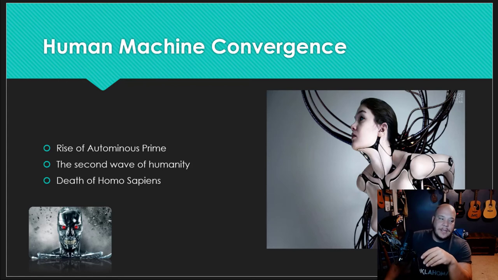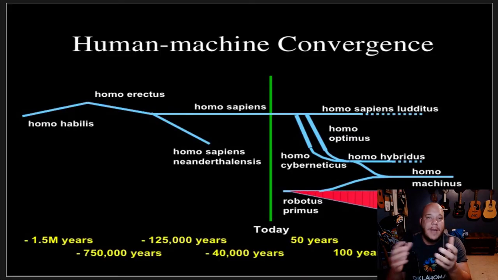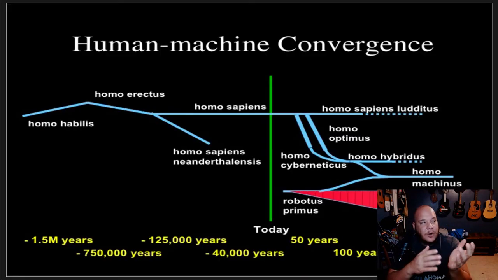And so if we're looking at the family tree of humanity, we had Homo habilis, Homo erectus, it split off with the Neanderthals and the Homo sapiens. Now we're going to go into the second wave of human evolution, and we're going to have Homo sapiens, Luditus, Homo optimus, Homo cyberneticus, Robotus primus.